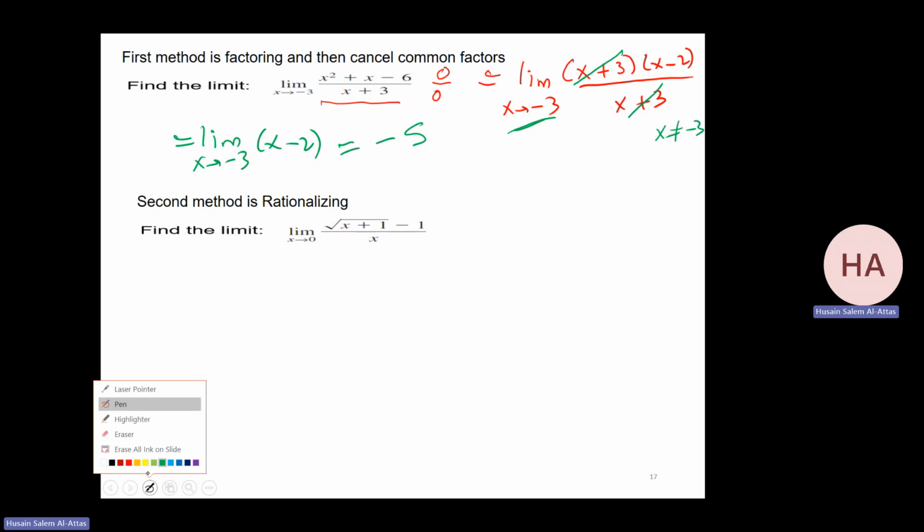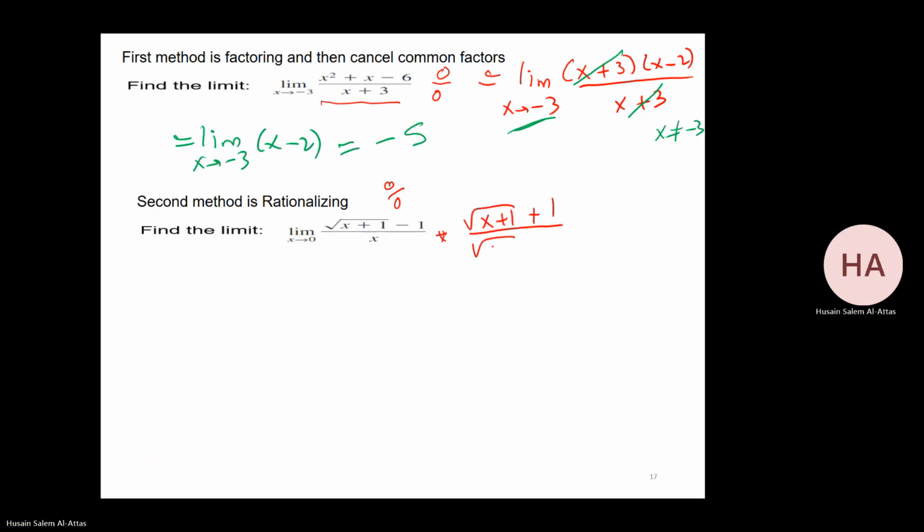Now, when it comes to square roots, the same idea. Substitute and you will get 0 over 0. Now, I need to rewrite this one in a way I can do the calculation. So I just rationalize. If we do the calculation, that will be x minus y times x plus y, so I have x squared minus y squared. That gives me x plus 1 minus 1 over x times the square root of x plus 1 plus 1. And that will be the limit as x goes to 0.